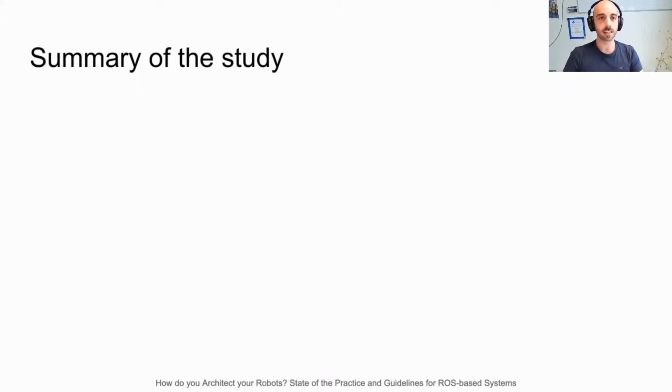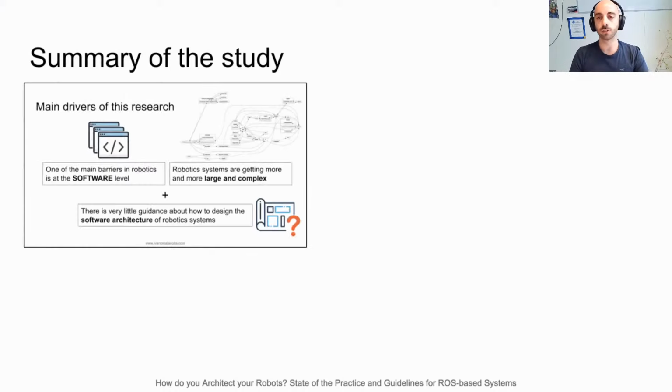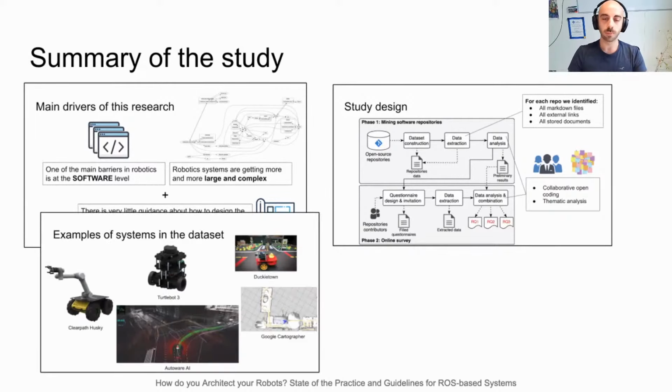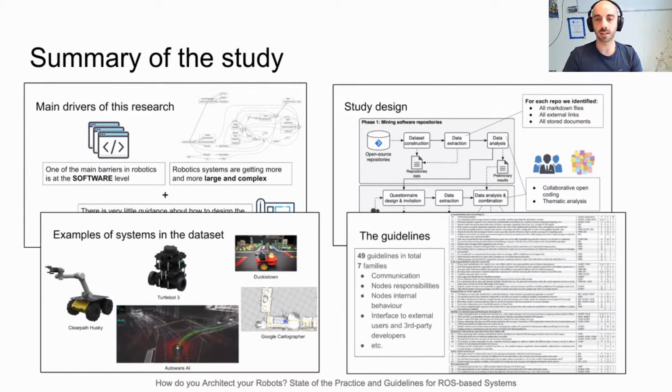As a summary, we are in the domain of robotics. So we know that software is the barrier. We designed the study by following two phases: mining software repositories and an online survey. We built the dataset and we extracted a set of 49 guidelines for architecting ROS-based systems.